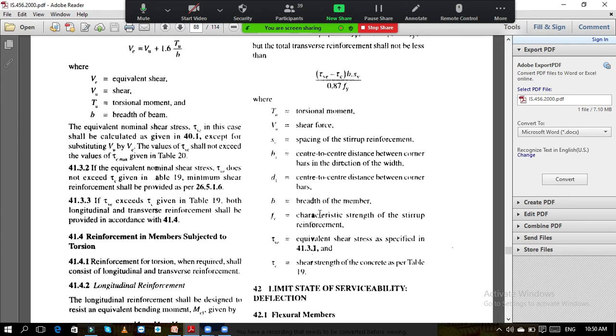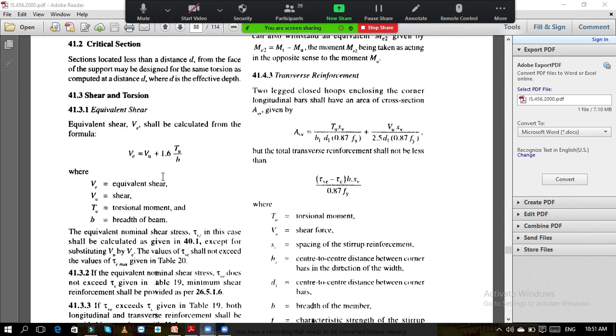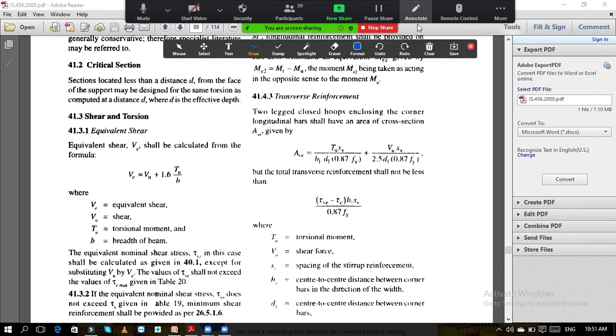Here you can see on page number 75, all these formulas are given. Here is the first formula: V is equal to VU plus 1.6 TU by B. This formula is already given over here. I will put a rectangle against those formulas. This is the formula which I have already told you.